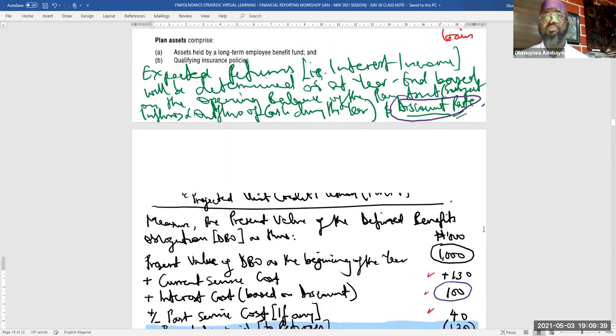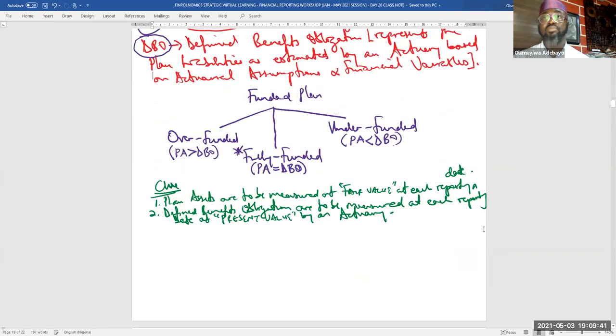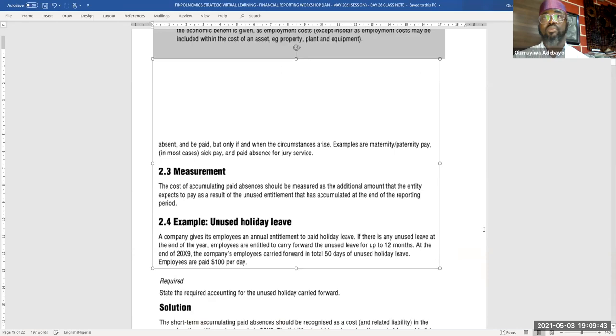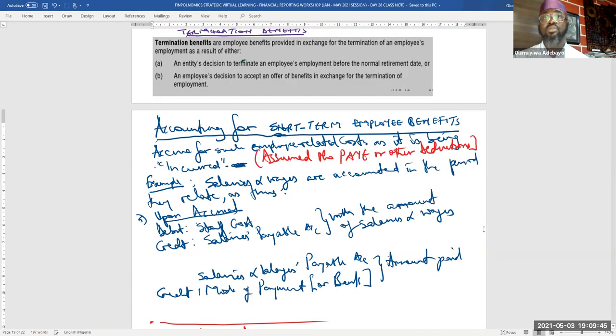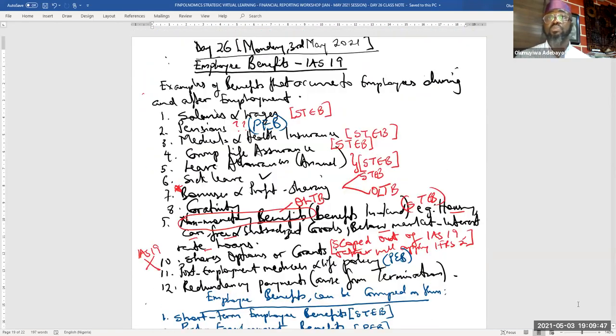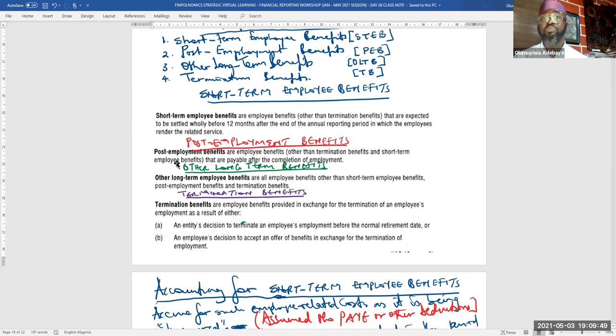We started from these two, short-term employee benefits, and we just wrapped up post-employment benefits. Now, somebody would say, since morning, when are we going to finish the other two? The beauty of the other two is that it's very straightforward.